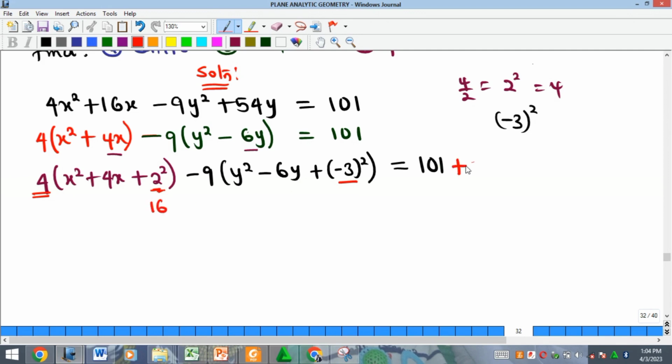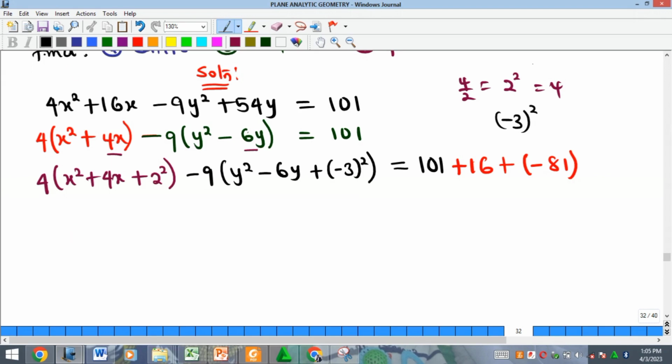So it is that 16 that I will add here, and then on this other bracket, you can also see, by the time you square minus 3, you will have 9. But this 9 will also be affected by the 9 outside the bracket. And by the time the 9 outside the bracket multiplies, that's going to be negative 81. So you are adding negative 81 to the other side of the equation. All right, so what is that going to be?